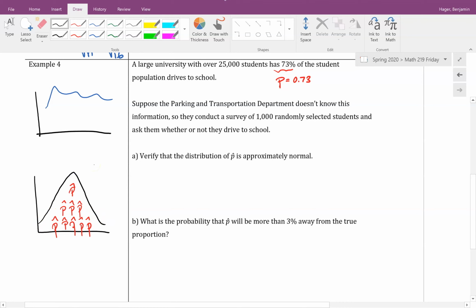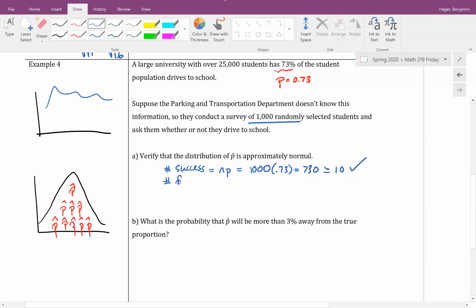Okay, so let's see if we've met those conditions. Verify that the distribution of p hats, these guys, is approximately normal. Remember, for proportions, we need the number of successes, which is equal to n times p. That has to be greater than or equal to 10. Well, n is 1,000 in this case. That's my sample size. p is the proportion of people that drive to school. That's 730. It's well above 10.